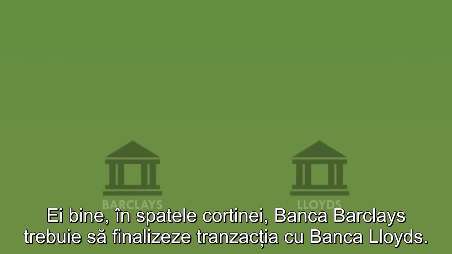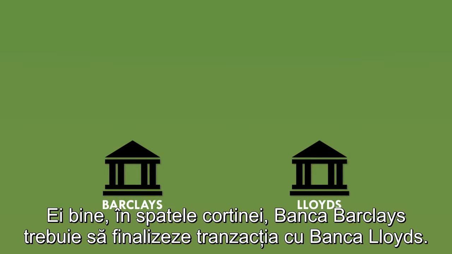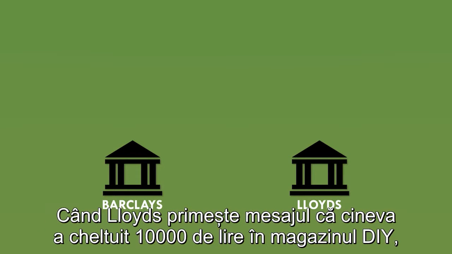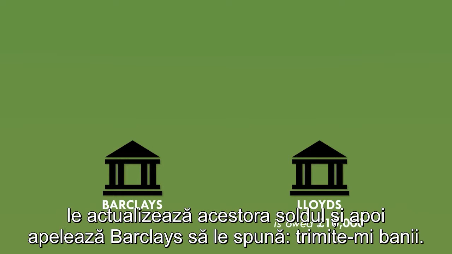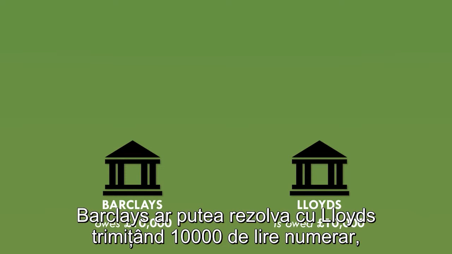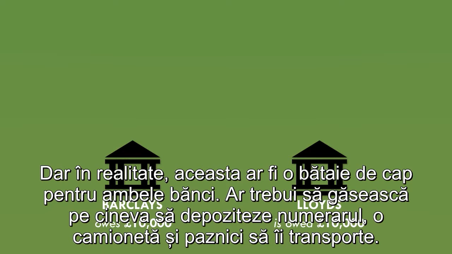Why? Well, behind the scenes, Barclays needs to settle with Lloyds. When Lloyds gets the message that someone has spent £10,000 in the DIY store, it updates their account balance and then calls Barclays to say, "Send me the money." Barclays could settle with Lloyds by delivering the £10,000 in cash, but in reality this is just a hassle for both banks. They'd have to find somewhere to store all the cash and a van with security to transport it.